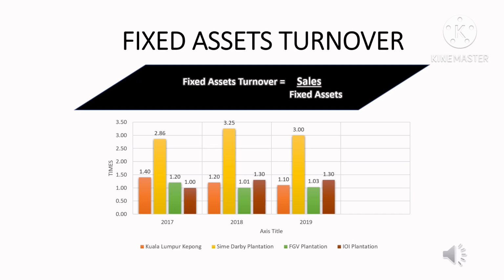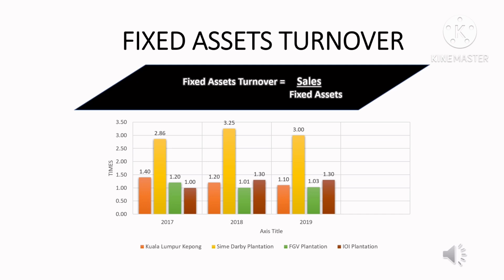Based on the bar chart, we compare 4 companies to analyze the data for the fixed asset turnover. Simdarbi Plantation has the highest result, which means a high ratio indicates that a company effectively uses its fixed assets to generate sales. Meanwhile, the results for IOI Plantation and Kuala Lumpur Kepong are between 1.2 times to 1.4 times. It can be seen that a low fixed asset turnover ratio generally indicates the opposite.